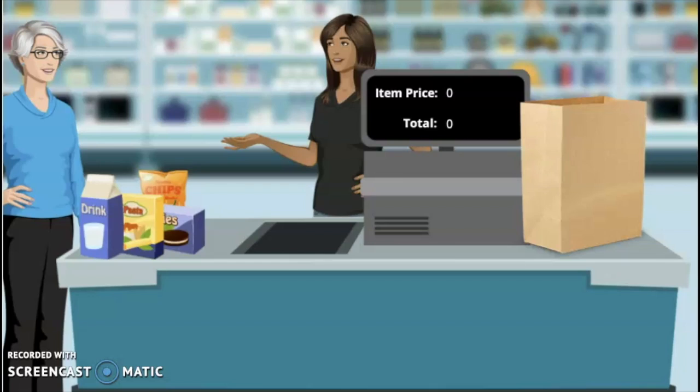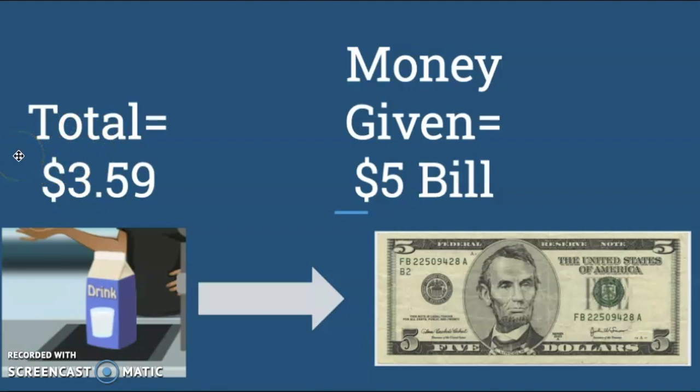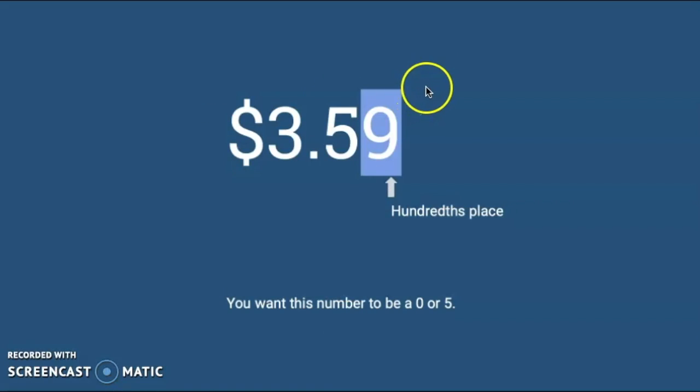So this time you're at the store, and you're getting milk. With tax, it's $3.59. So the milk cost in total $3.59, and we give the cashier a $5 bill. How much money do we get back? Again, we're going to start by looking at the far right hundreds place. Our number is 9 again, so we want to change it, remember, to a 0 or a 5.